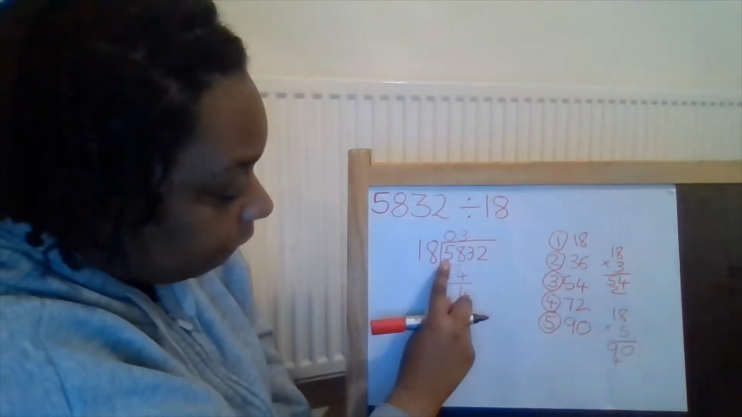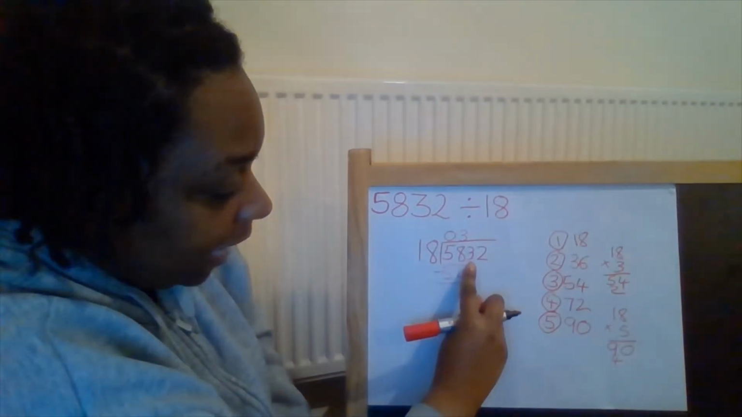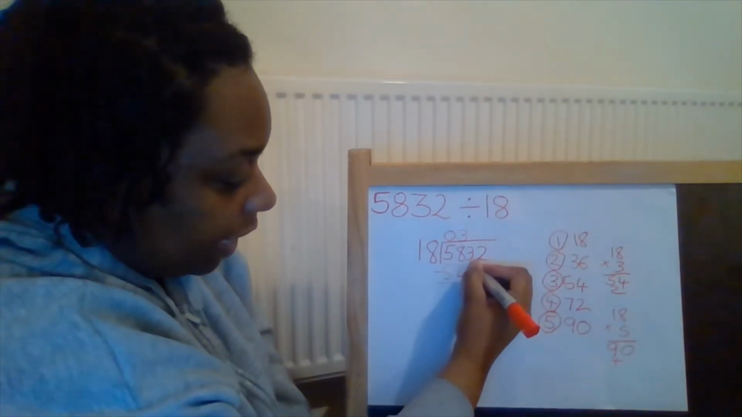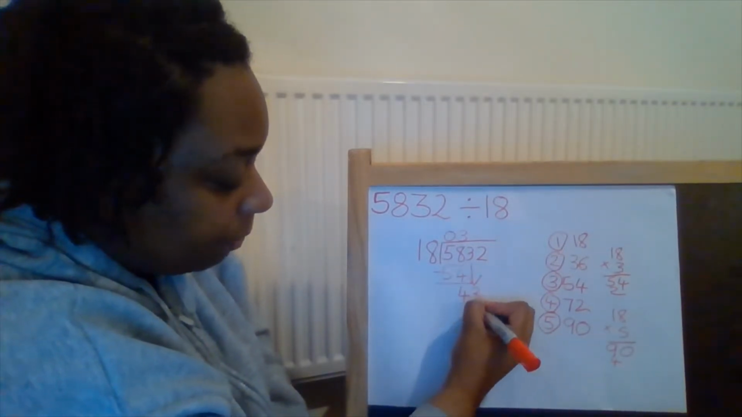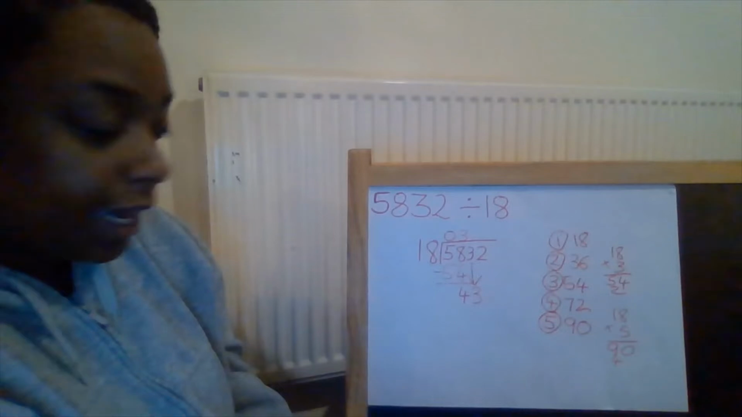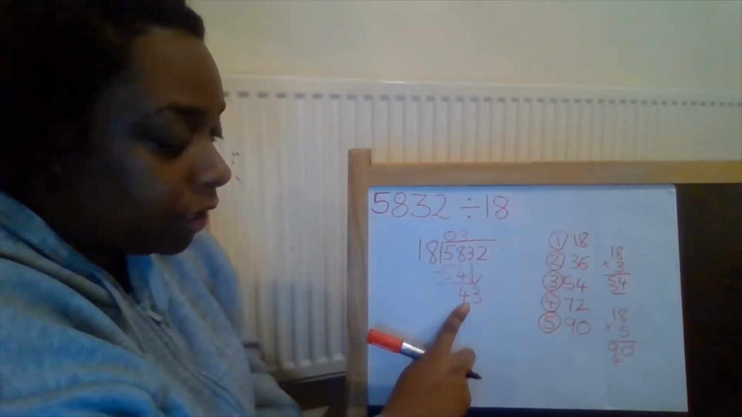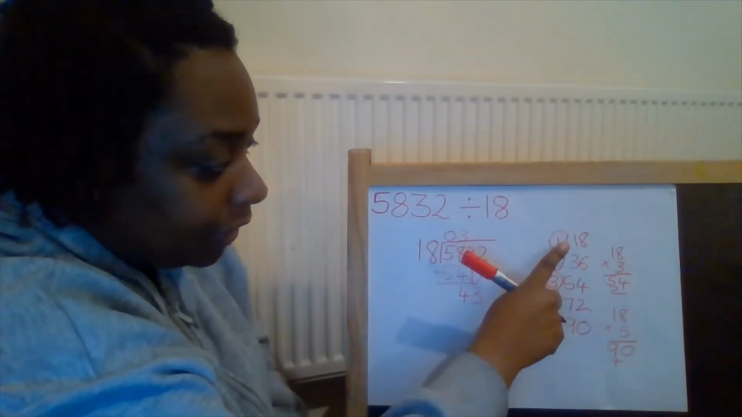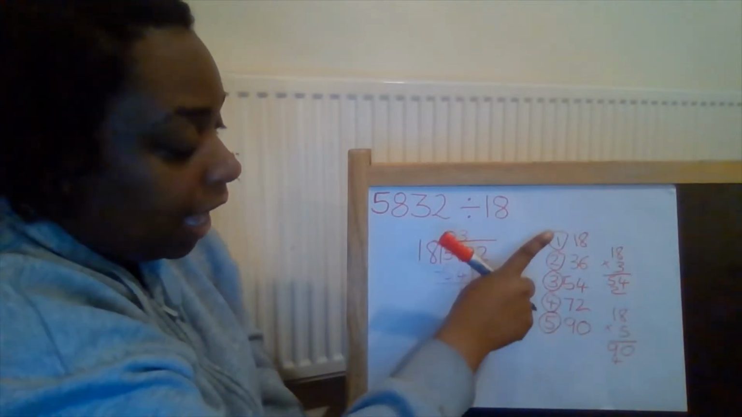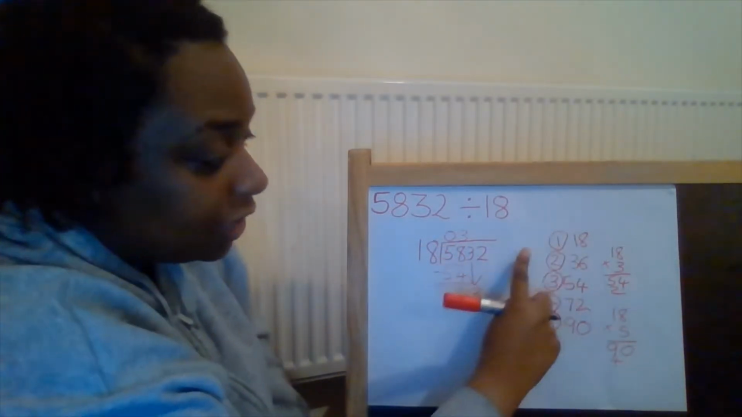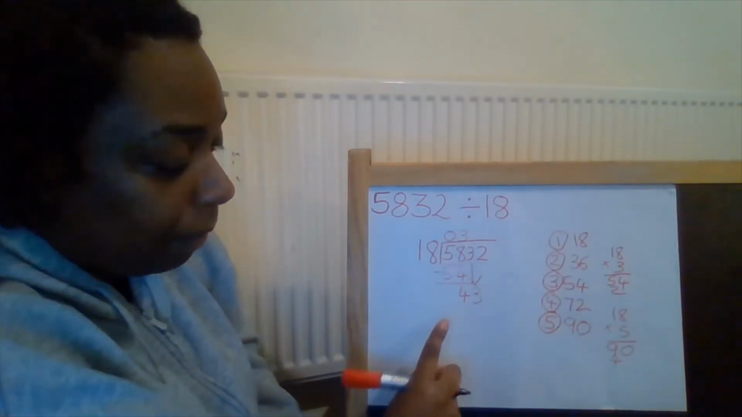So now that we've done the 5 and we've done the 8, we're going to now move to the next digit, and we're going to bring down that 3 to make 43. So now we're looking at how many times does 18 go into 43. So again, I go back to my times table list down here, and I note that 36 is the closest multiple I get without going past 43.